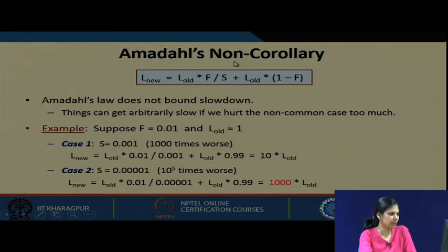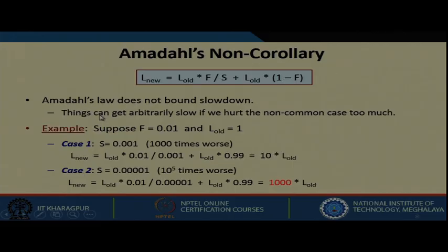Let us see Amdahl's non-corollary. Here what it says is that Amdahl's law does not bound the slowdown. That means, we are always saying that for a part of the program where improvement can be made, you can finally get an overall speedup of this much. But what if we slow down those portions where we are not making improvements? How will it affect things? There are parts which are not used so much, and you try to apply some techniques to that part.